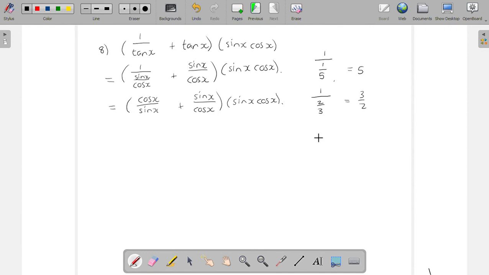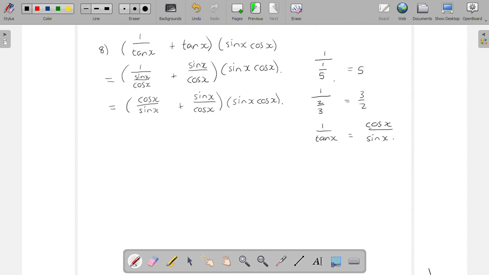Okay, and that's why 1 over tan x is actually just always equal to cos x over sin x. Right? Because tan x is sin x over cos x. So 1 over tan x will just be the reciprocal of that.